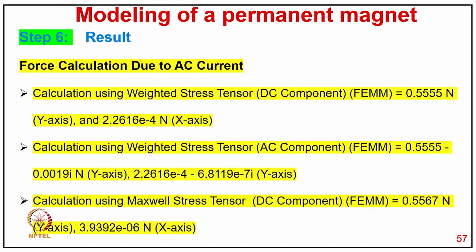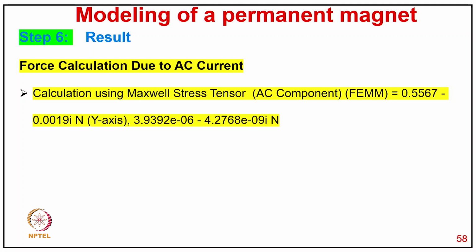Now the force calculation due to the AC current. Calculation of the weighted stress tensor DC component is equal to 0.5555 Newton for the Y axis and 2.2614 × 10⁻⁴ Newton for the X axis. Calculation of the weighted stress tensor AC component is 0.555 minus 0.019i through the Y axis and 2.2616 × 10⁻⁴ minus 6.8119 × 10⁻⁷i through the X axis. Calculation using the Maxwell stress tensor DC component is 0.5567 Newton in the Y axis and 3.9392 × 10⁻⁶ Newton for the X axis. And the Maxwell stress AC component is equal to 0.5567 minus 0.0019i Newton in the Y axis and 3.9392 × 10⁻⁶ minus 4.278 × 10⁻⁹i Newton.